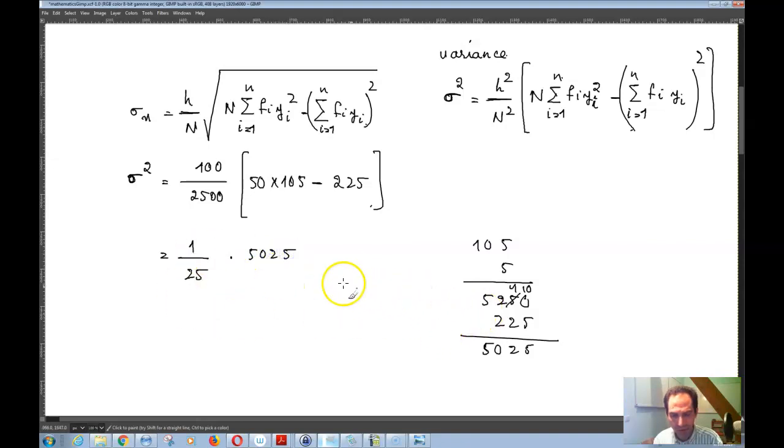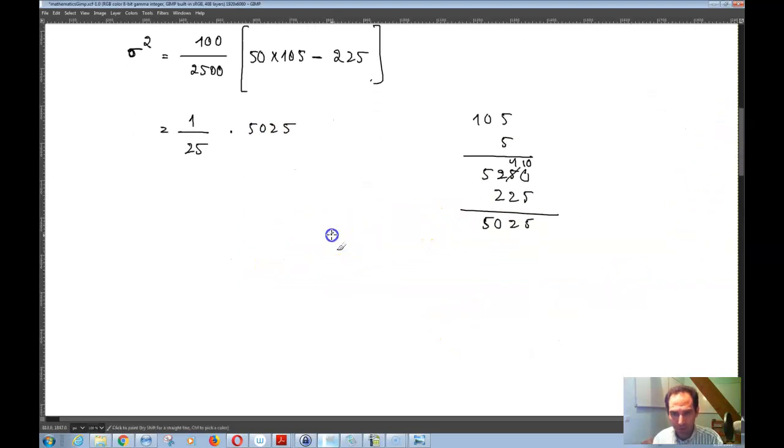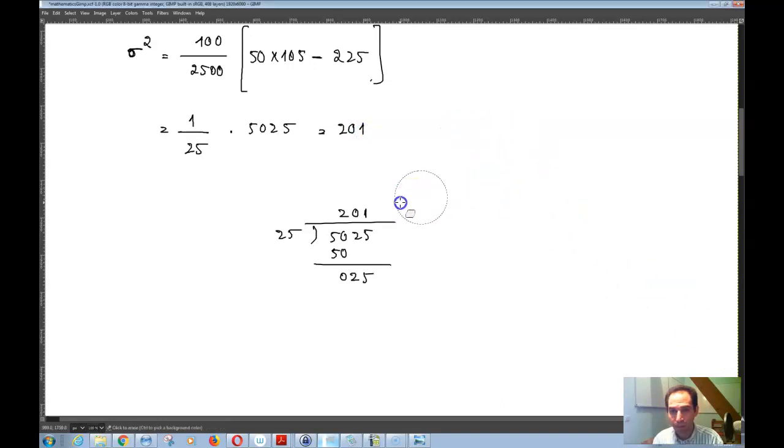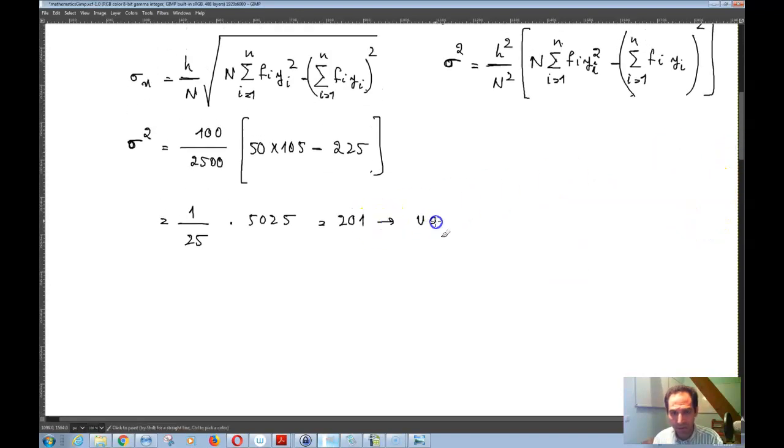5025 divided by 25 is equal to 2 times 25 is equal to 50, so 50 minus 50 is 0, then you have a 2, 0, and 1 times 25 is equal to 25. So that's 201. That is equal to 201. So this is the value of your variance.